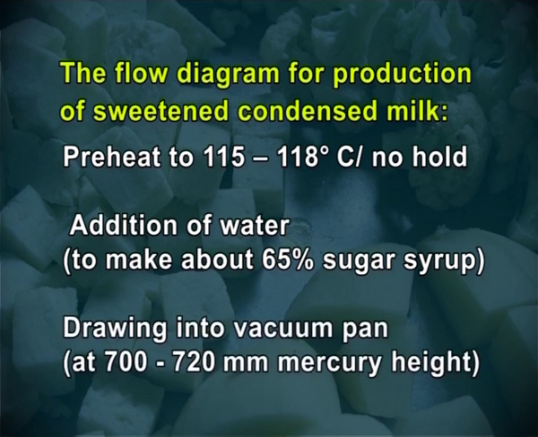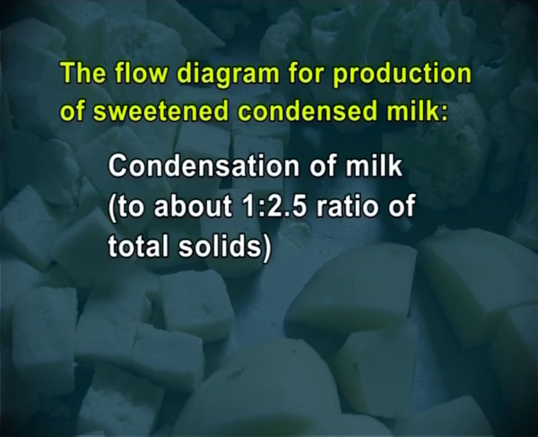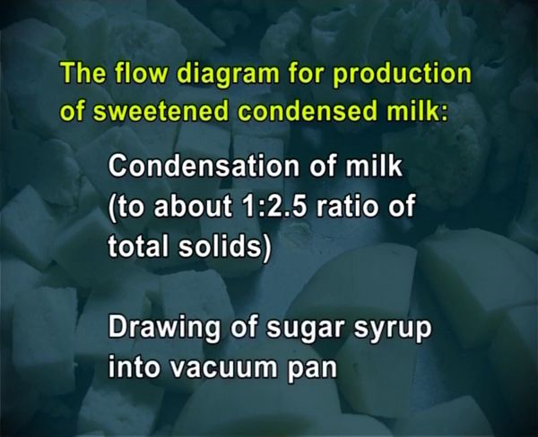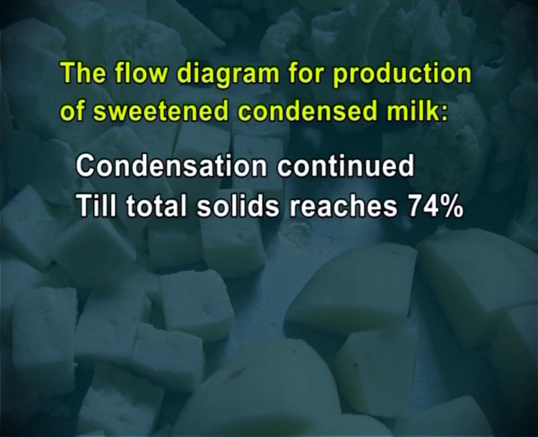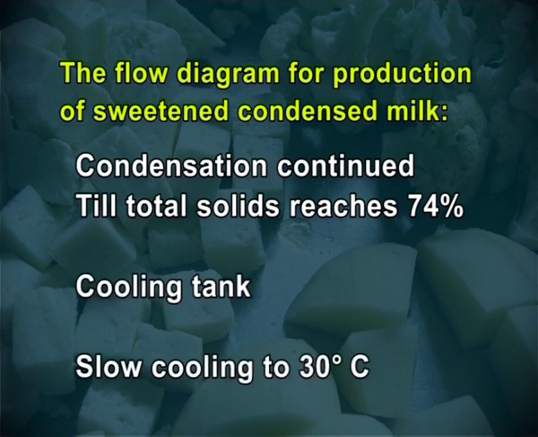Drawing into vacuum pan at 700 to 720 mm mercury height. Condensation of milk to about 1:2.5 ratio of total solids. Drawing of sugar syrup into vacuum pan, condensation continued till total solids reaches 74%. Cooling tank. Slow cooling to 30 degrees centigrade.